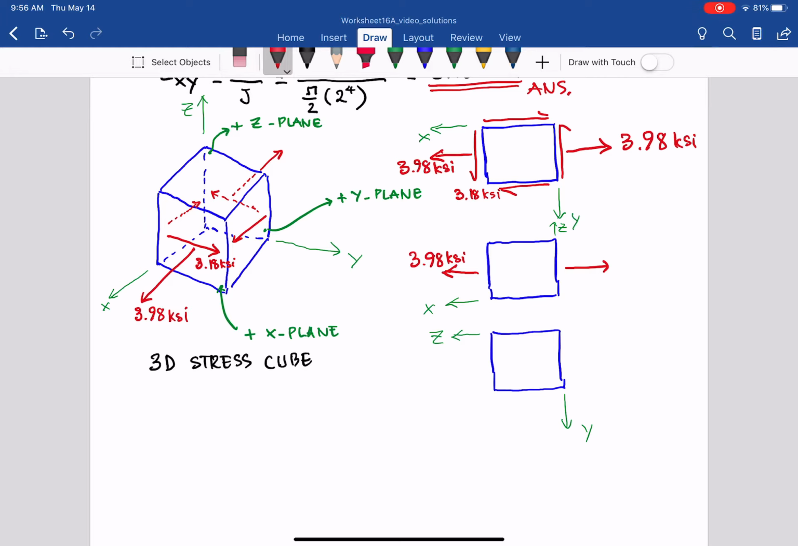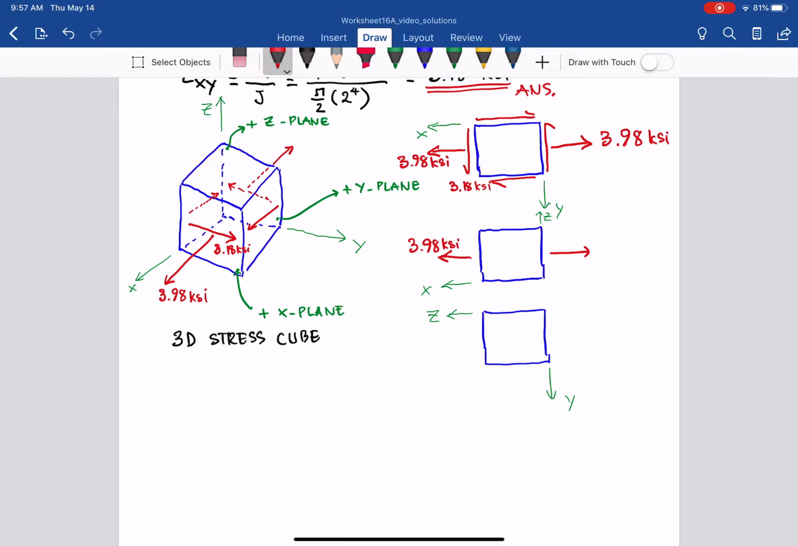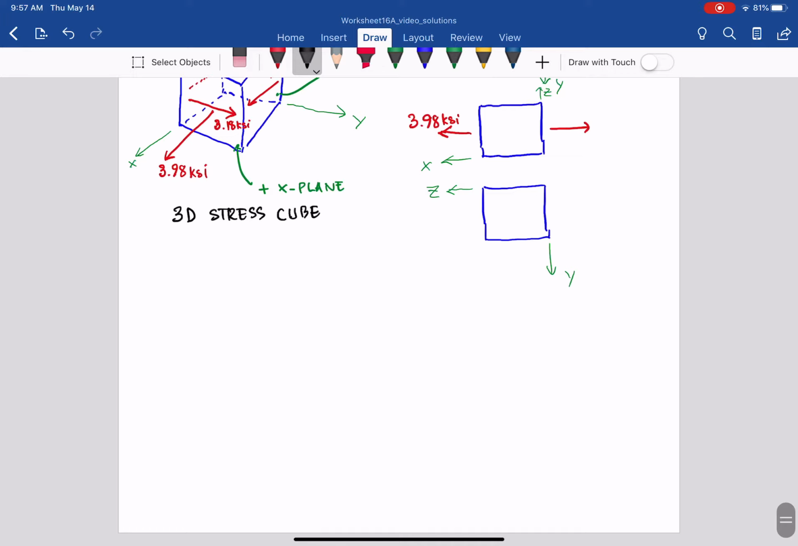And then yz. Do we have sigma on the y direction? No, only sigma x. Do we have tau yz or zy? No. So there is nothing on the 2D stress block in the YZ direction. So that one I make is a set of 2D stress blocks.